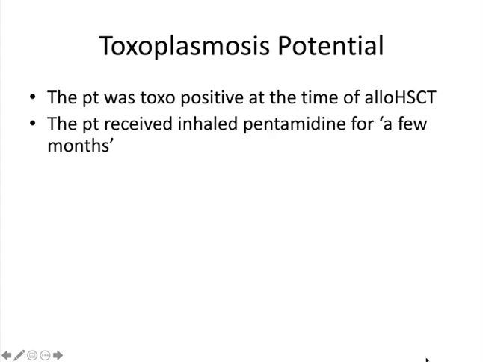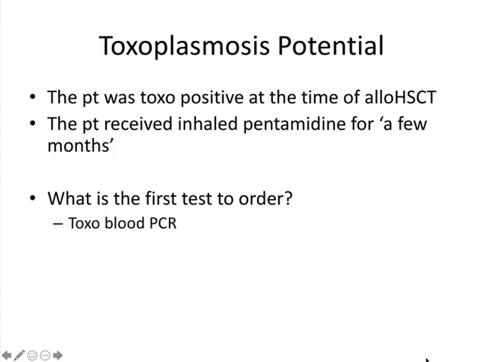So there must have been a point in time when someone was like, well, she has bad counts, so we're going to flip her to inhaled pentam without double checking her toxo status. Before we were able to put her on preventative therapy that would cover PCP and toxo, you actually have to rule out acute toxo. So by doing that, we did a toxo blood PCR.